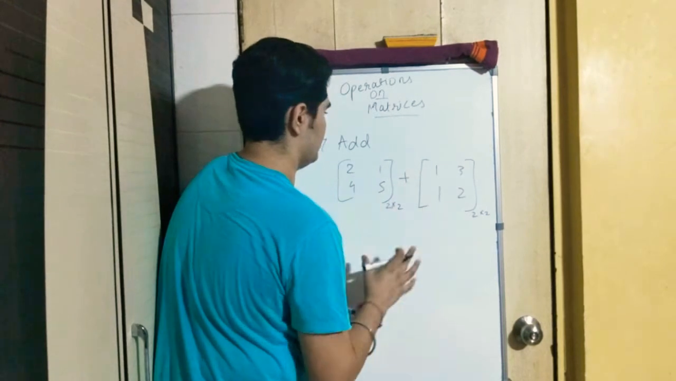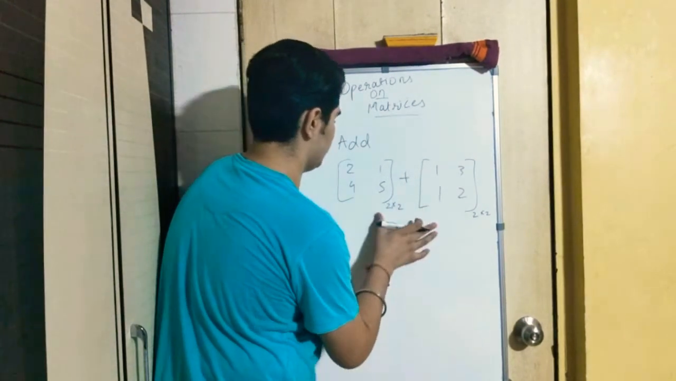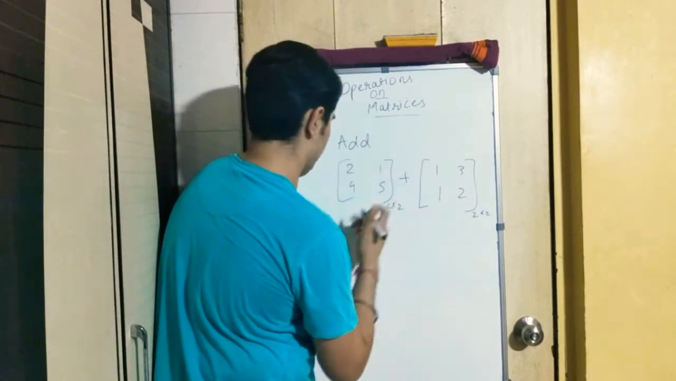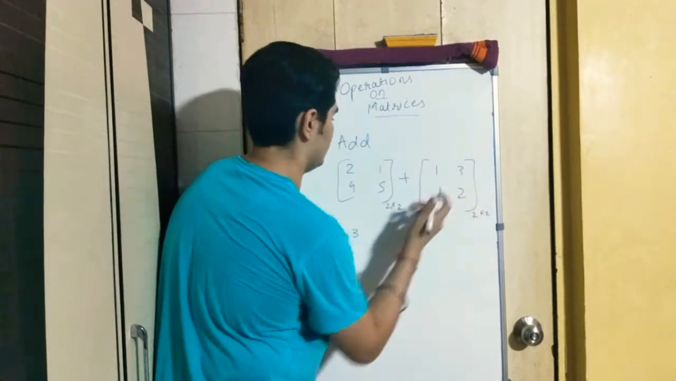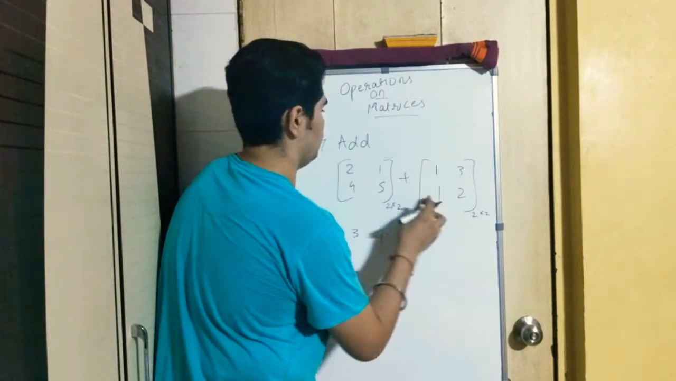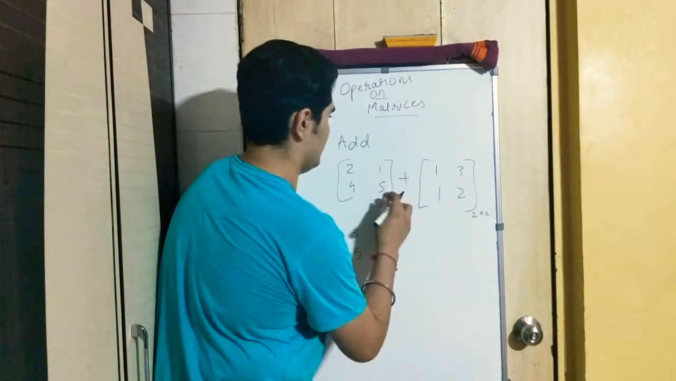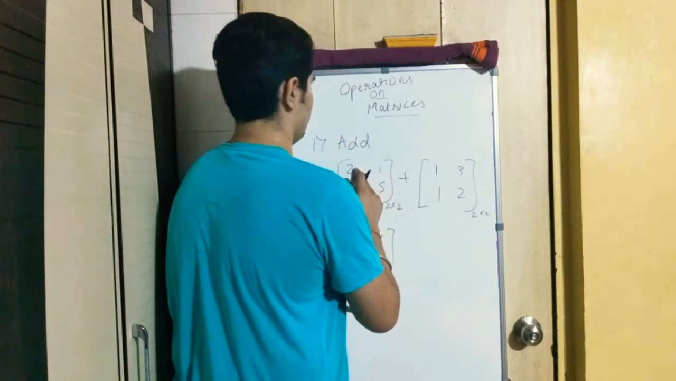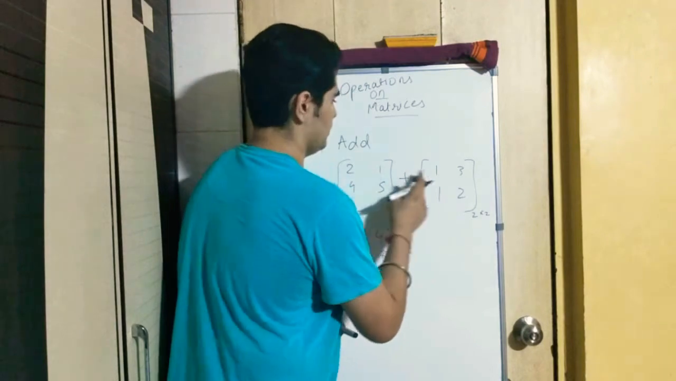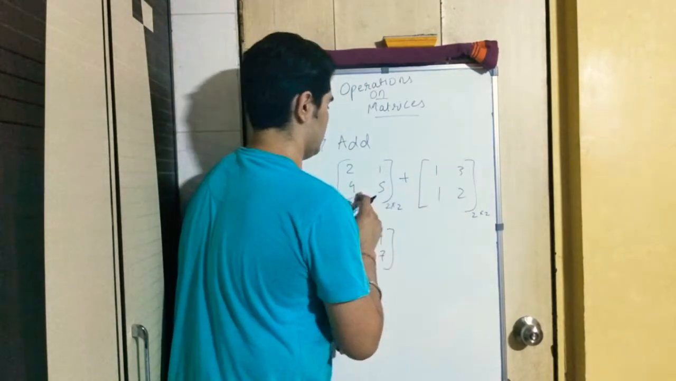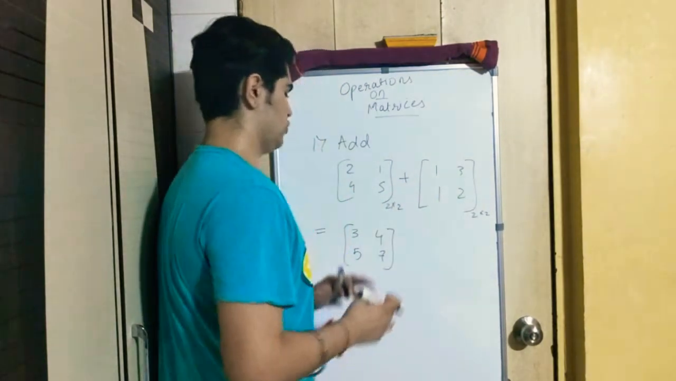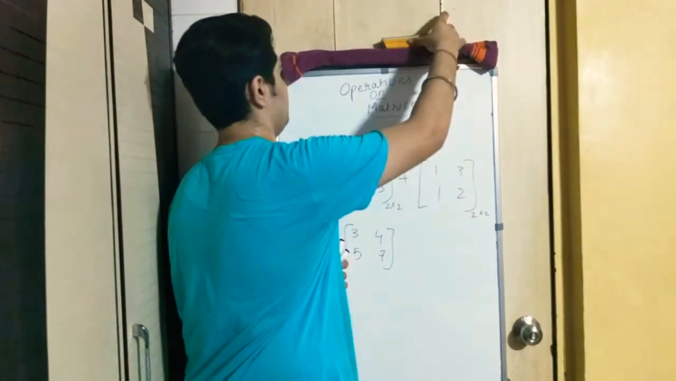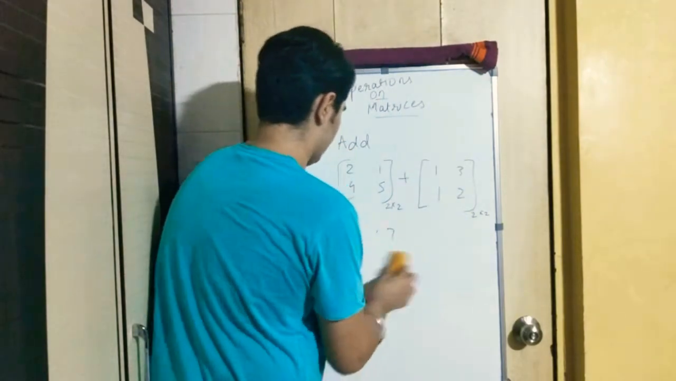Addition of matrices occurs in such a way that the corresponding elements are added. 2 plus 1 is 3, 1 plus 3 is 4, 4 plus 1 is 5 and 5 plus 2 is 7. So the corresponding elements, that is first with first, second with second, third with third and fourth with fourth. Like this we add two matrices. This was an example. I will give you some more examples.